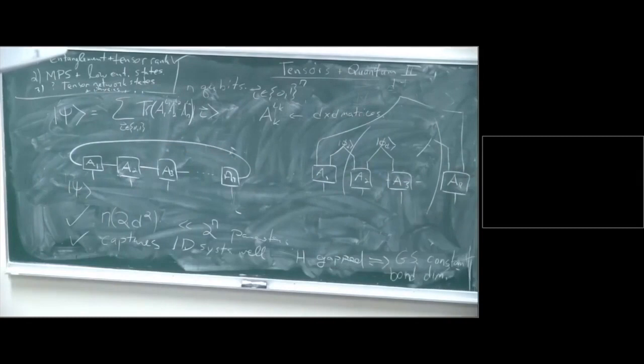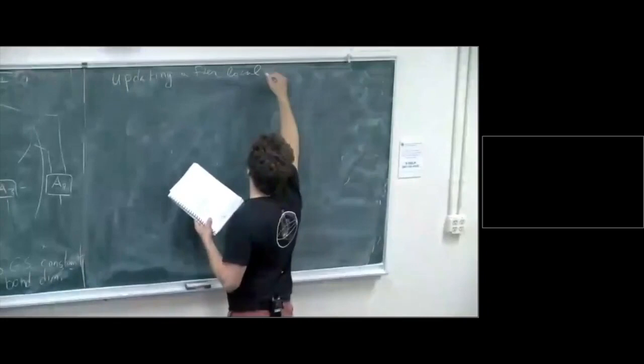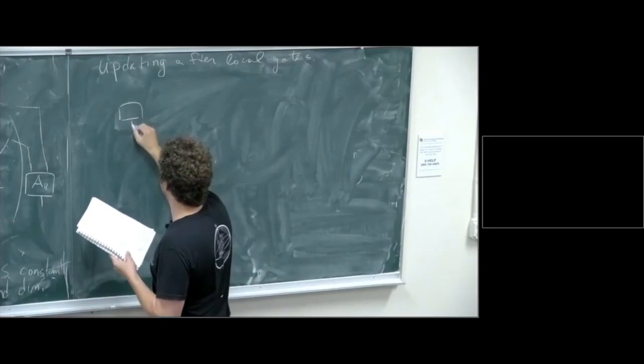Okay. And another thing we like is we can update them after local gates. So let's say I have some matrix product state.